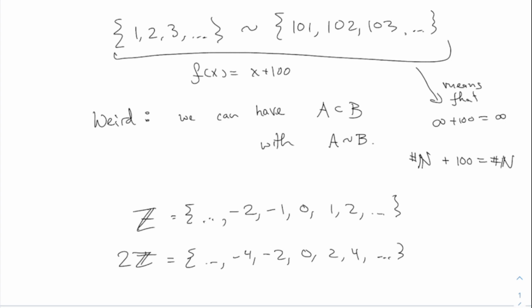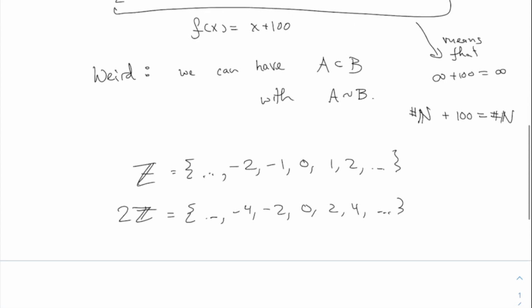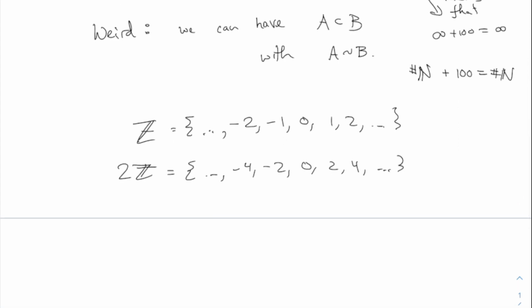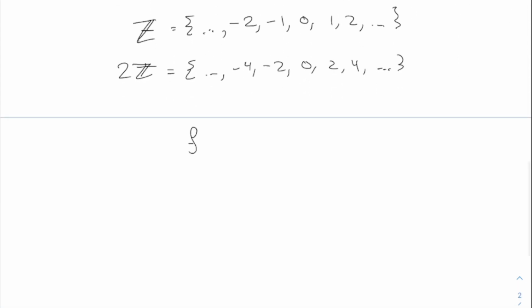But anyway, these two things, Z and 2Z, do they have the same size? Can you think of a function that goes from one to the other, which is a bijection? Yeah? f of x equals 2x, he said. Yeah, I think some of you were thinking that also. This is a bijection. All right, so Z has the same size as 2Z.